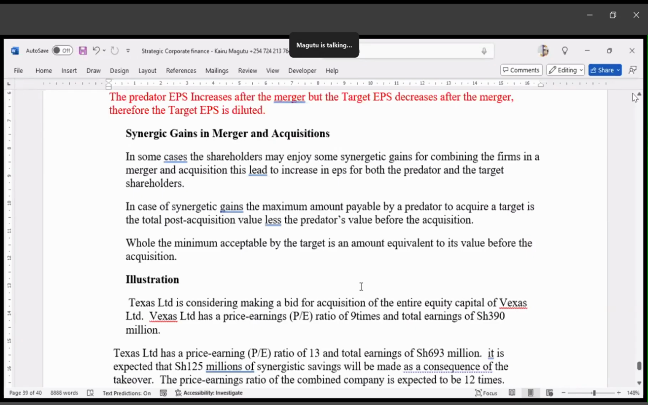In case of synergetic gain, the maximum amount payable by the predator to acquire a target is the total post-acquisition value less the predator's value before the acquisition, while the minimum acceptable by the target is an amount equivalent to its value before the acquisition.